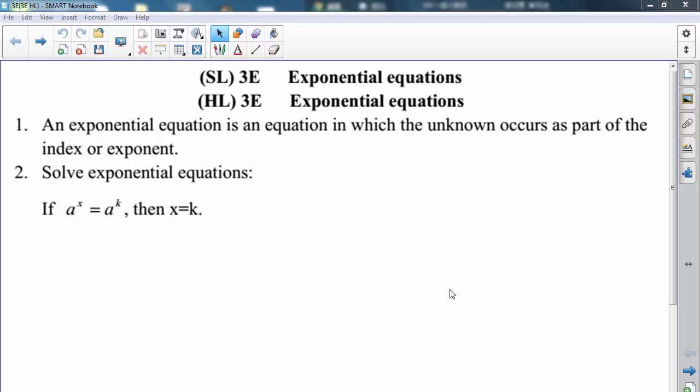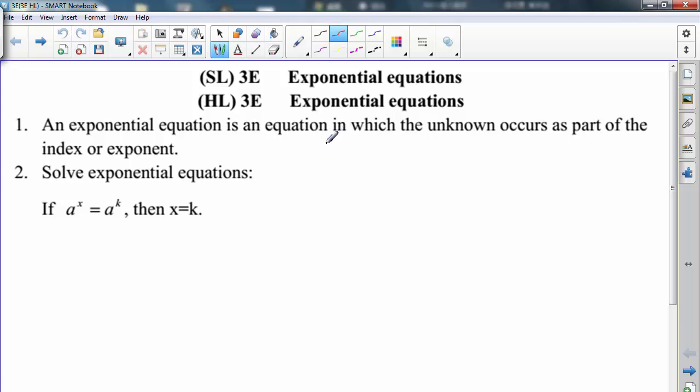Okay, our topic today is 3E, exponential equations. Let's look at what is an exponential equation first. An exponential equation is an equation in which the unknown occurs as part of the index or exponent.